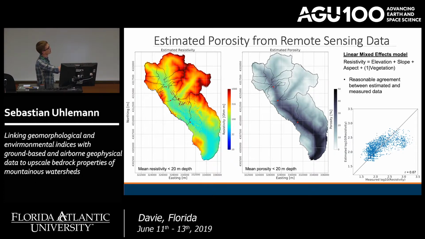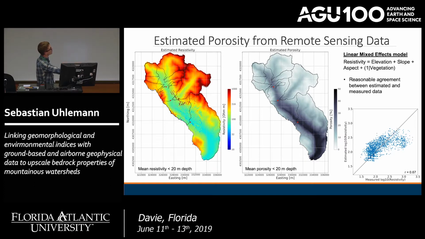But we used the vegetation map we have to create a linear mixed effects model, which means that for this linear relationship, we assume that the slope and the intercept can vary with vegetation type. And what we get is this kind of reasonable agreement, which we see down here. This is our measured data and our estimated data, and they kind of follow the 1:1 line. But of course, we get quite a bit of scattering around it.